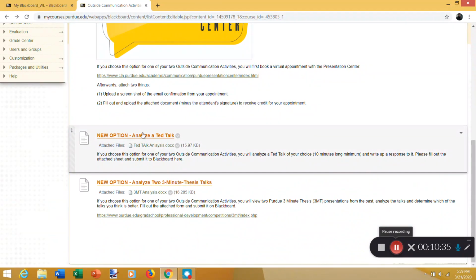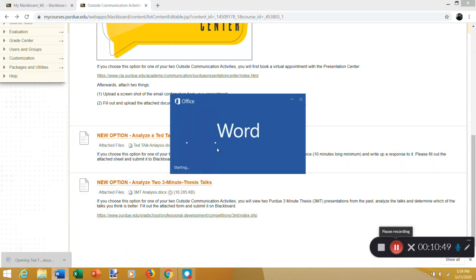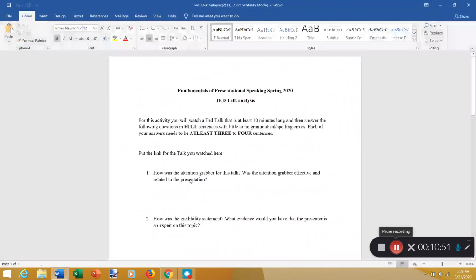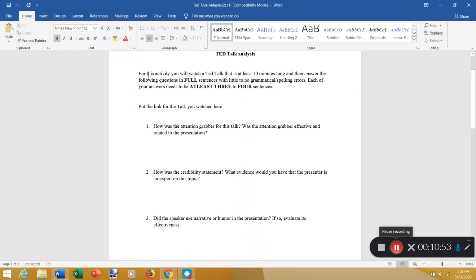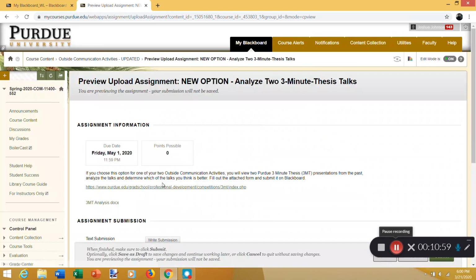There's 2 other options. You can analyze a TED Talk. This has to at least be 10 minutes minimum, because I know some of you would just want to do a small one, like I would. 10 minutes minimum. Write a response to it. Fill out this sheet. It's very simple and straightforward. Please follow the directions. They're all right there. Same with the analyze 2 3-minute thesis talks.